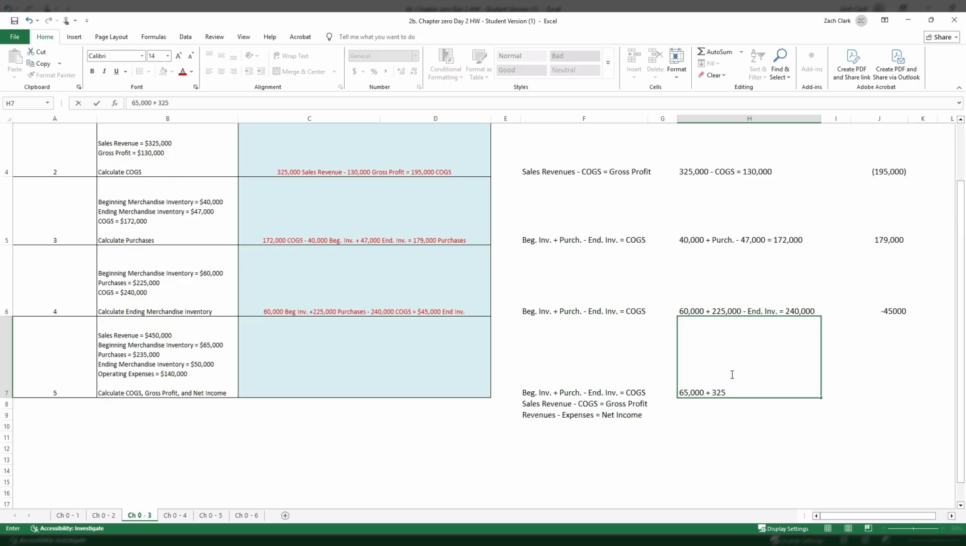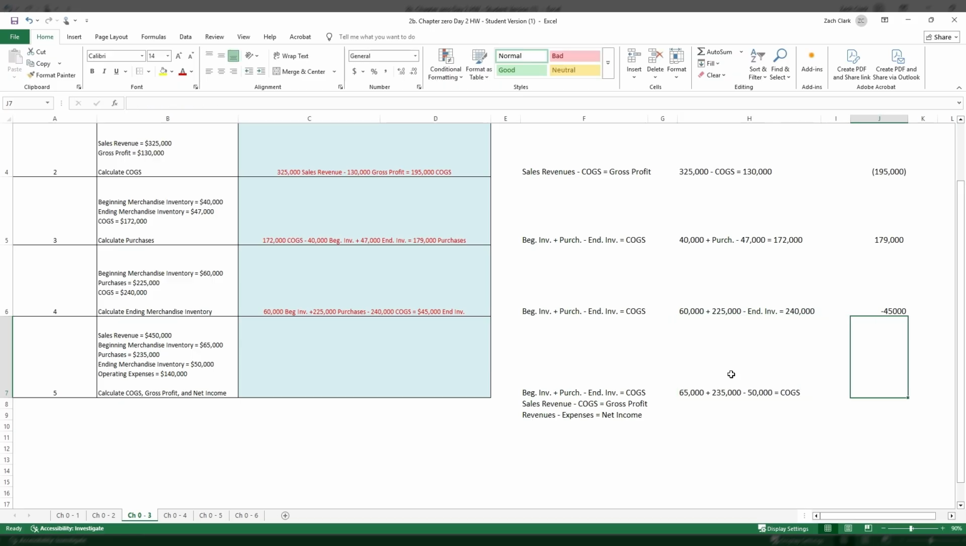Plus purchases, we know 235,000, minus ending inventory, 50,000. And the nice thing on this problem is it's really more of a basic one. We don't need to isolate a variable in this instance. We're just basically solving the equation because we're given all the components to calculate cost of goods sold, right? So let's just do that here.